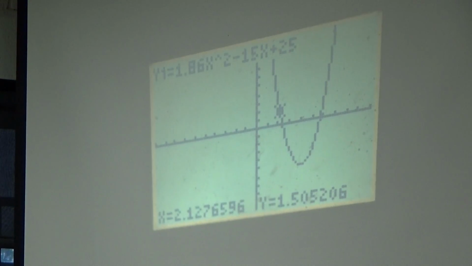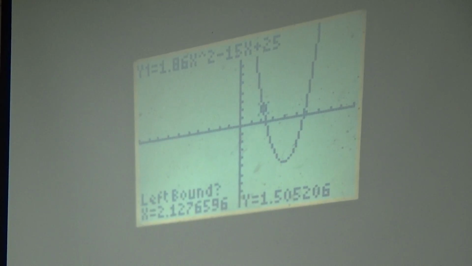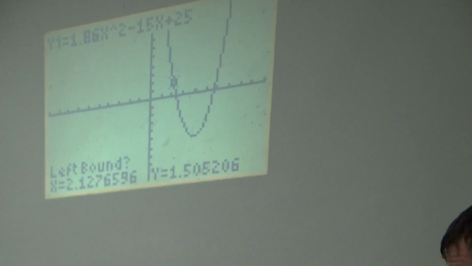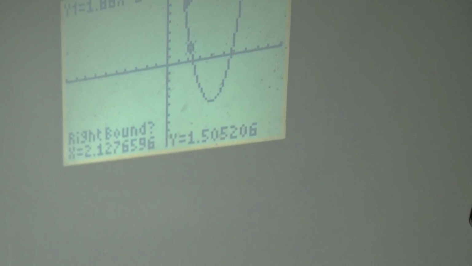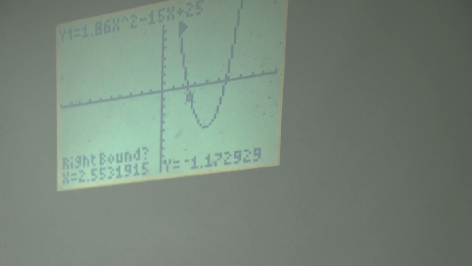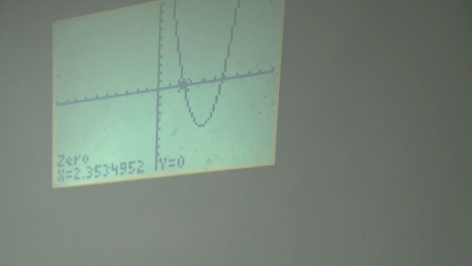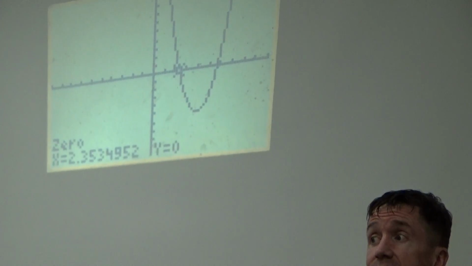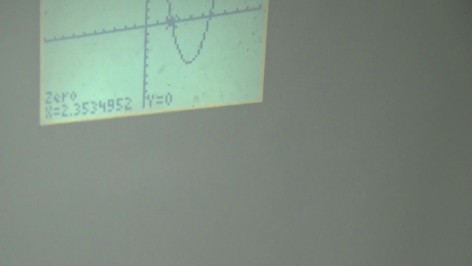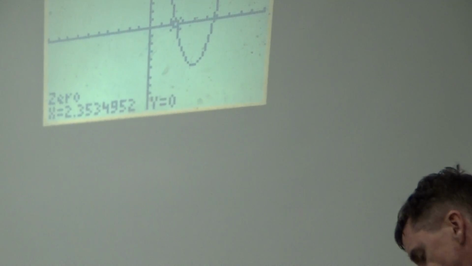Close enough, right? All right, second calc, zero. Left bound. You got to make sure your cursor's on the left side of that x-intercept. It is. Hit enter. Right bound. You got to move the cursor to the other side. Then hit enter. Then guess, just hit enter. But you notice I had to hit more buttons. I had to look at it before I could just go like this. Right? So I prefer intersect. If you remember, put the equation equal to 0. True? So that's another way to do it.